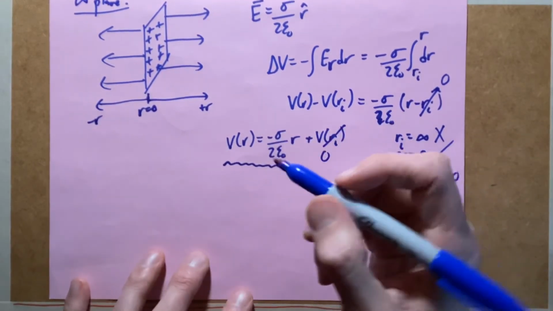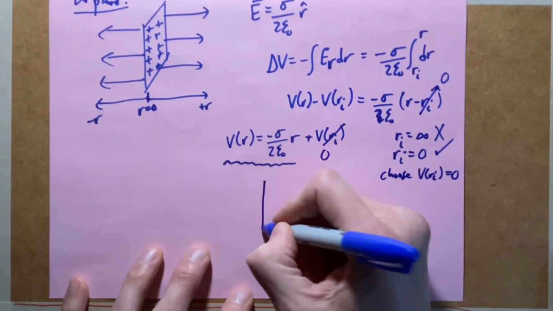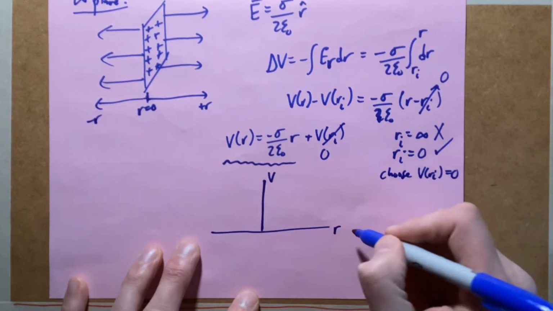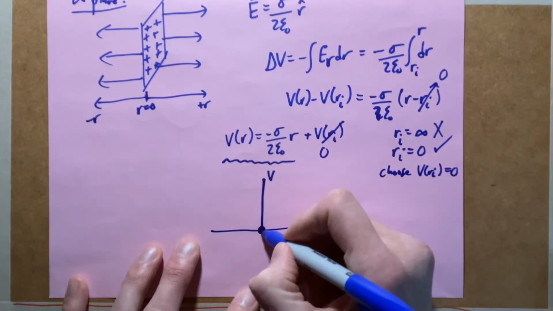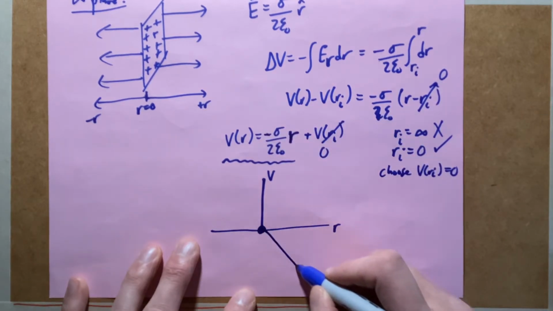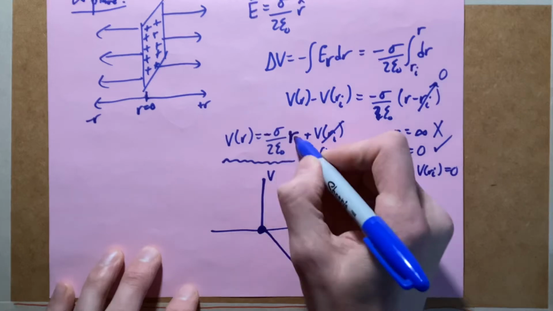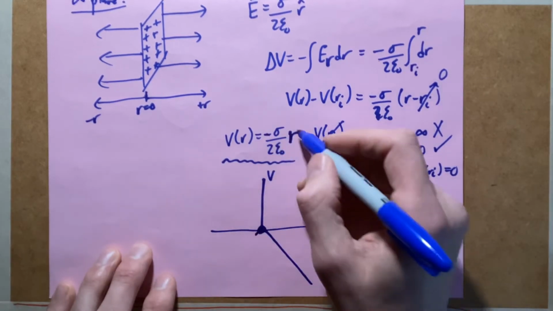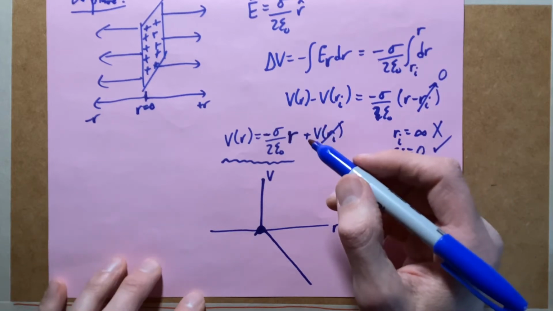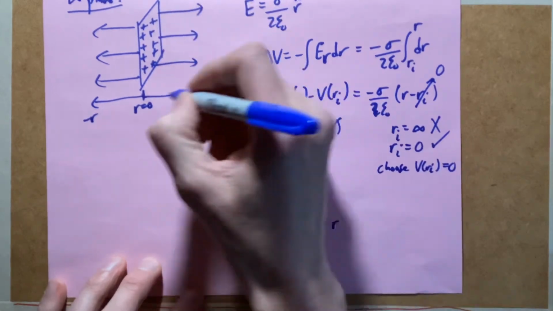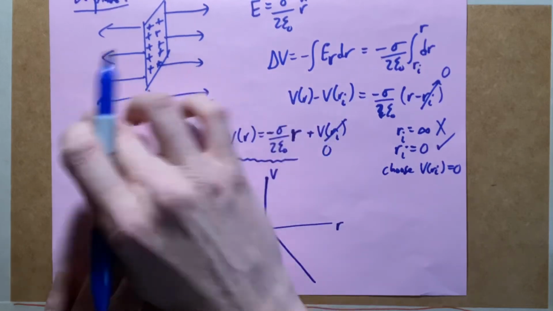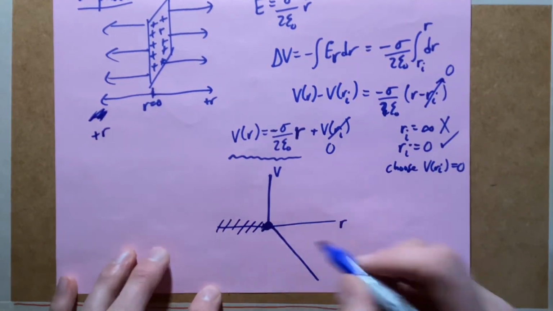Let's go ahead and sketch what this looks like. V versus R, well, we've chosen that at R equals 0, the voltage is 0, but then this is just a linear function with a negative slope, so it goes like this. Actually, I'm sorry, this is not correct. This is going to be positive R as well. Radial direction is just away in any direction, so I don't need this right here.